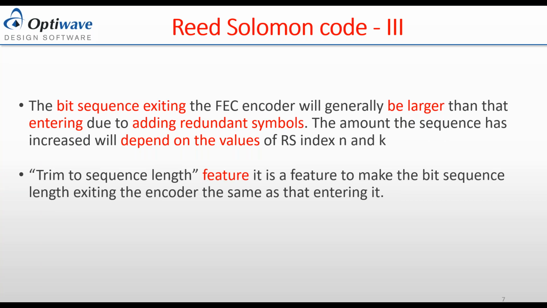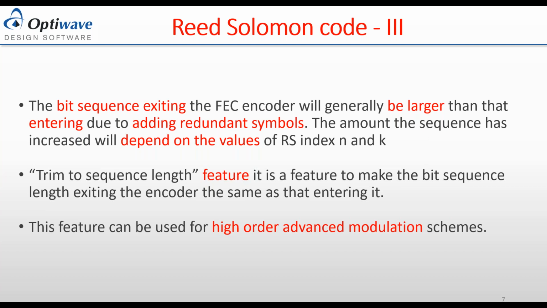This feature is called trim to sequence length. What it does is basically control the number of bit sequences exiting the encoder, because we typically have more bits coming out of the encoder compared to what is coming in. But with this feature enabled, you should get the same number of bits at the output.